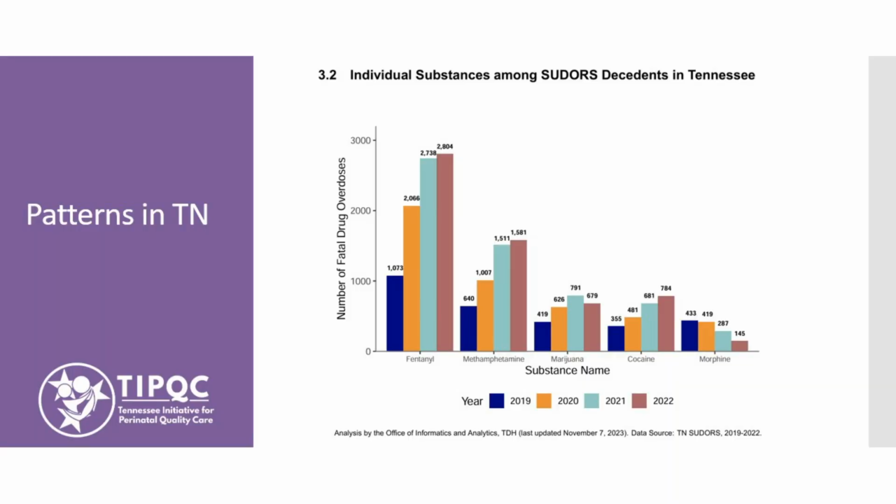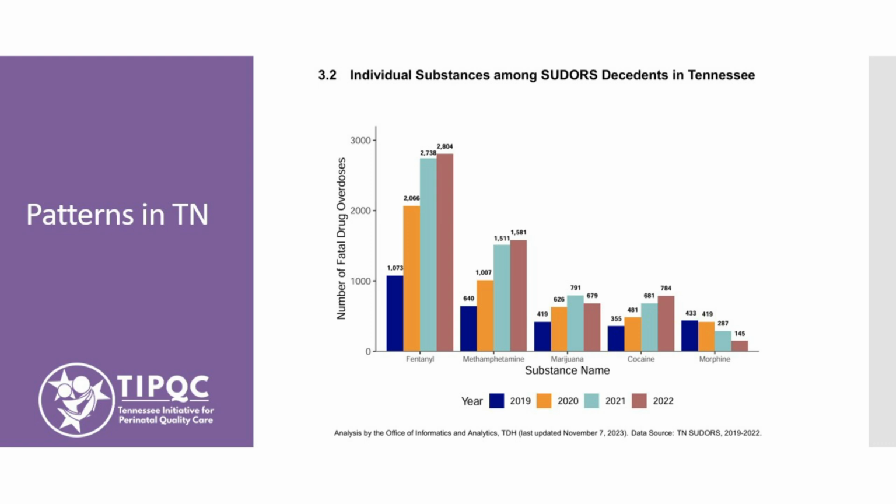Anecdotally, the infants tend to have a more severe withdrawal. So I do think this is something that we'll learn more about as we have the ability to test for it. So what are the patterns in Tennessee? As I alluded to before, the fentanyl rates have increased dramatically.